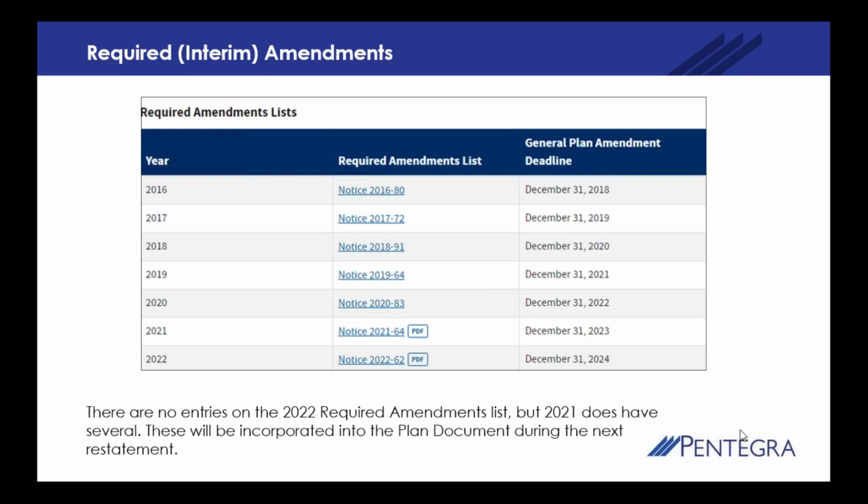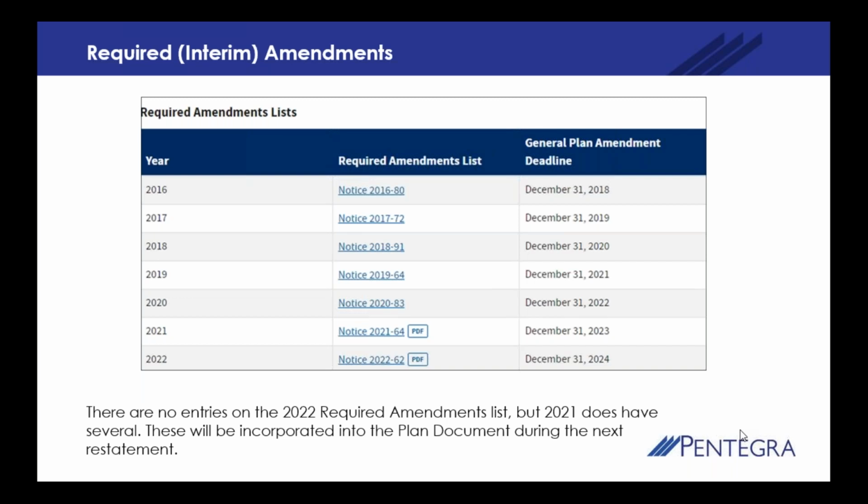So our required amendments, as we mentioned earlier, are the amendments that we need to make to the plan for rule changes and things of that nature. Where the discretionary amendments, we get to decide what we're amending the plan to, and why and when. With the required amendments, we have less flexibility. The IRS publishes required amendment lists, which are what I'm showing you right here, each year.